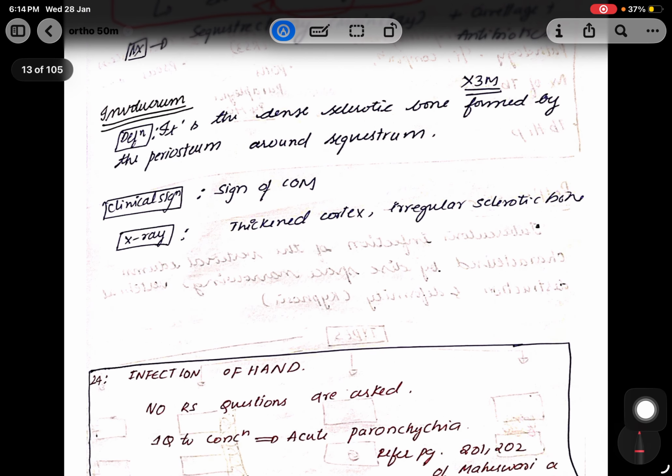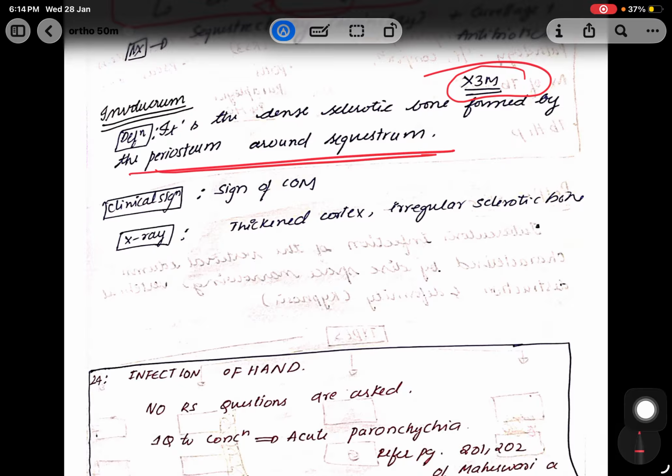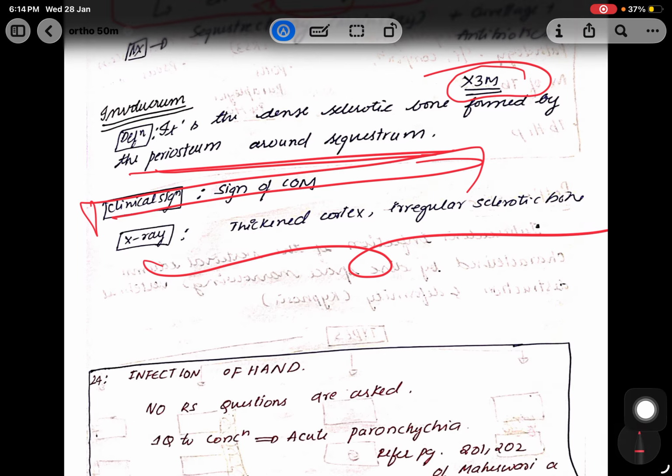So what is involucrum? These are questions which were previously asked for 3 marks; now they are not asking, but I've just mentioned it. Obviously, you know it's a dense sclerotic bone formed by the periosteum around the sequestrum, and it will be more densely white. Its clinical significance is that it's a sign of chronic osteomyelitis. So write these 3 important features for 3 marks.